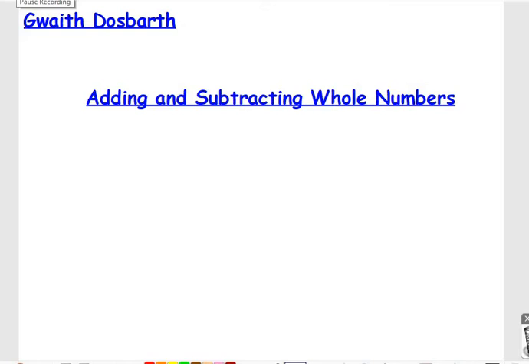We are starting with whole numbers and focusing on adding and subtracting. I know you've done this in previous years, but it's just a recap for us to ensure we're still confident with both of these. So, in your big books you can write the heading Gwaith dosbarth, adding and subtracting whole numbers and today's date, and then we will start.